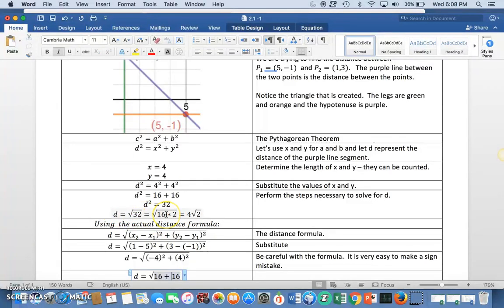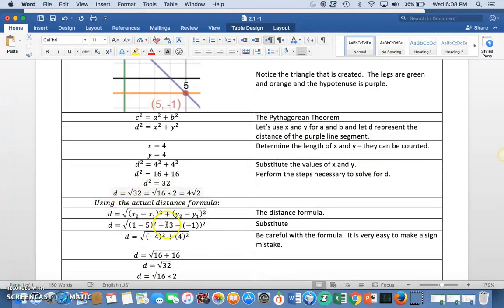Well, the largest perfect square in 32 is 16, so we break 32 down into 16 times 2. The square root of 16 is 4, so once you take its square root, you move that number out. So you put a 4 on the outside, leave the 2 in. Now we're going to walk through it with the distance formula.